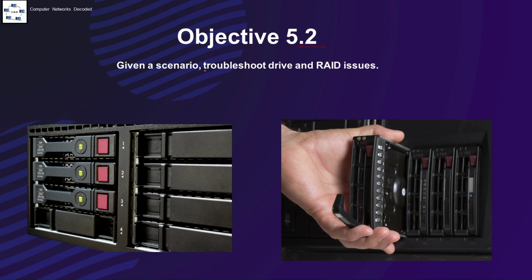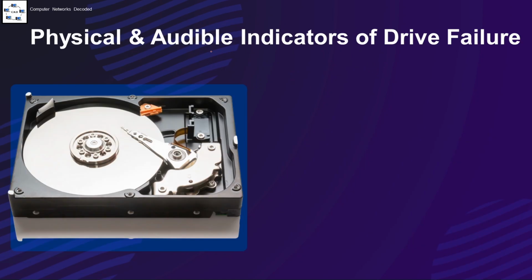Objective 5.2, given a scenario, troubleshoot drive and RAID issues, that is redundant array of independent disks. We have already studied what RAID and different types of RAIDs are. Physical and audible indicators of drive failure. By drive here we mean HDD, that is hard disk drive, such as this mechanical HDD.